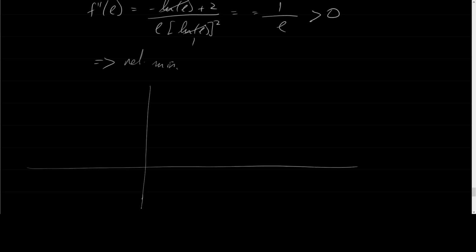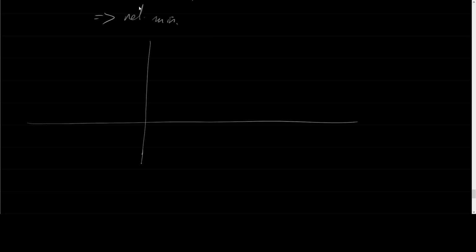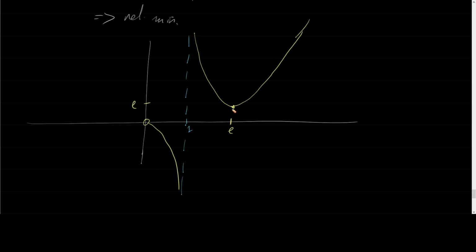We know that the domain was from 0 to infinity except at 1. So this is what our function looks like. At 1, we've got a vertical asymptote. And then from there on, the function looks something like this, right? Where this point right here is at e comma e. And look at that. It has a horizontal tangent line, right? That's why it's a critical point or a critical value. And it's got a positive concavity, which is what makes this a relative minimum.